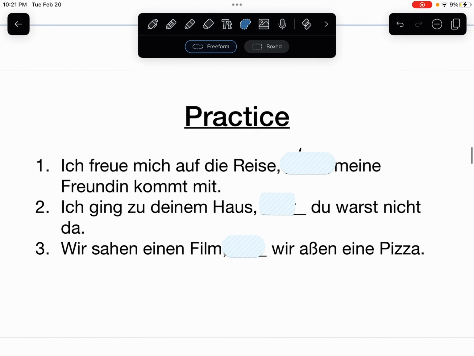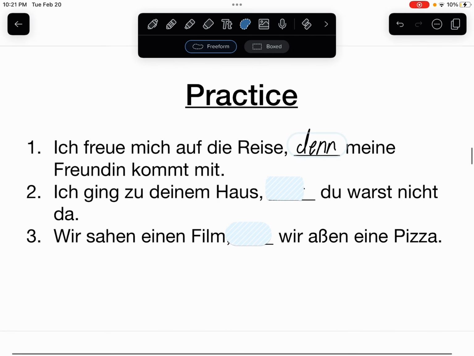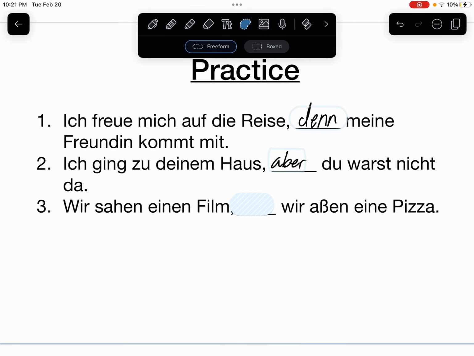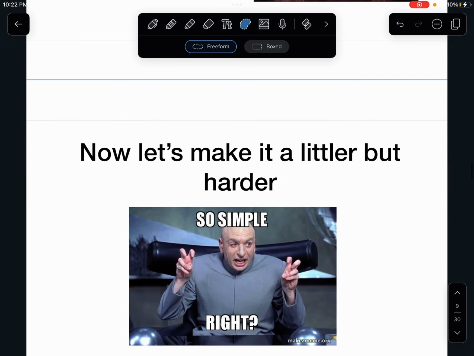Some practice. Ich freue mich auf die Reise. I'll give you 5 seconds to do this practice first. Okay. Number 1. Ich freue mich auf die Reise, denn meine Freundin kommt mit. I'm looking forward to the trip because my girlfriend is coming with. Number 2. Ich ging zu deinem Haus, aber du warst nicht da. I went to your house, but you weren't there. Number 3. Wir sahen einen Film und wir aßen eine Pizza. We saw a film and we ate a pizza. Pretty easy, right? Now let's make it a little bit harder.